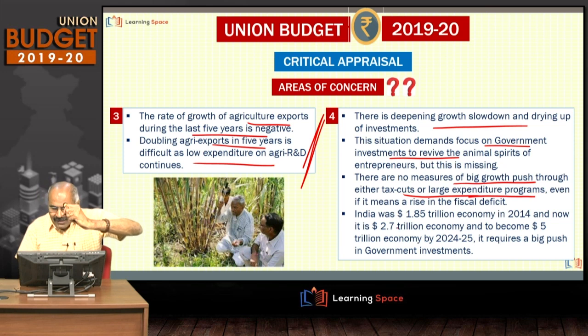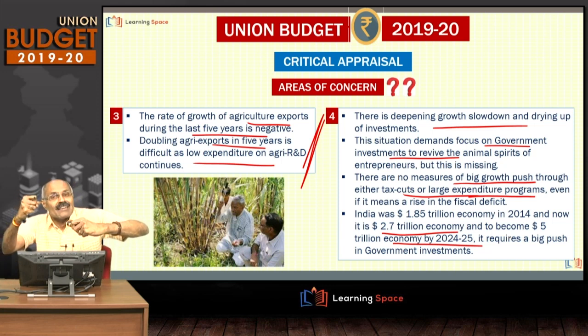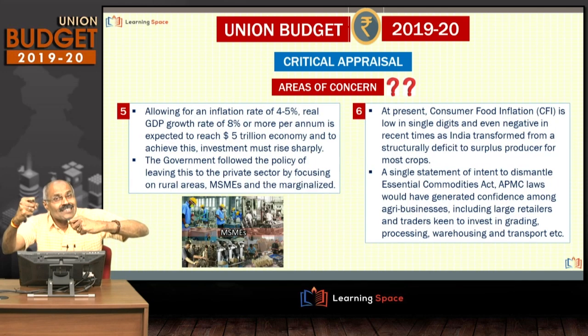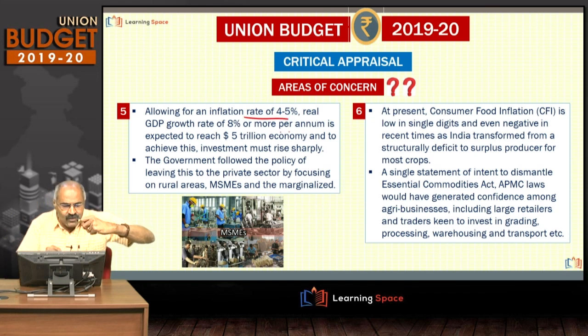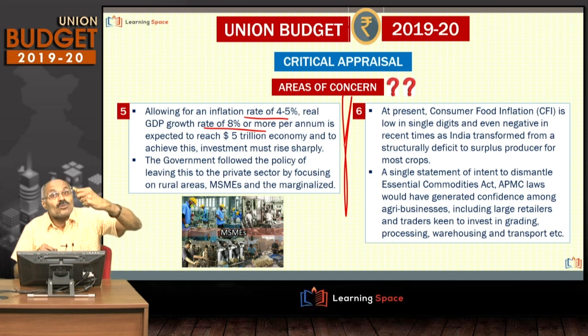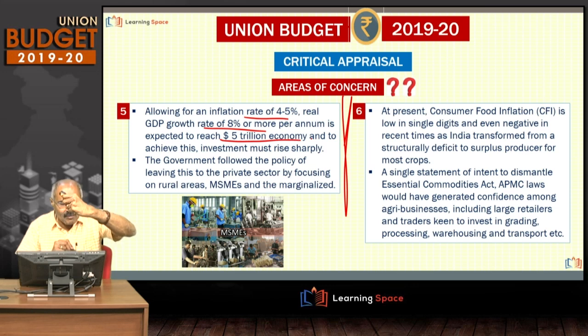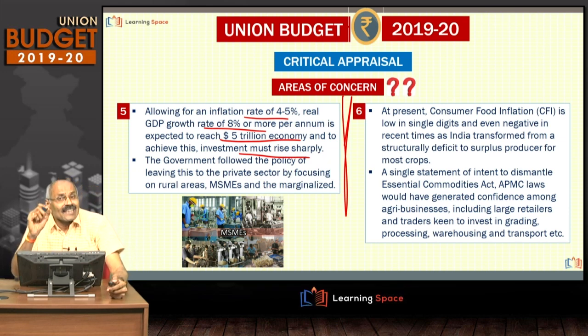In fact, at present, to go from a $2.7 trillion economy to a $5 trillion economy by 24-25, it requires a big push in government investments. But there is no such measure in this budget. Then, allowing for inflation of 4 to 5%, what is required is real GDP growth of 8 to 9% to reach a $5 trillion economy. To achieve this, investment is the key, and government left it to the private sector.